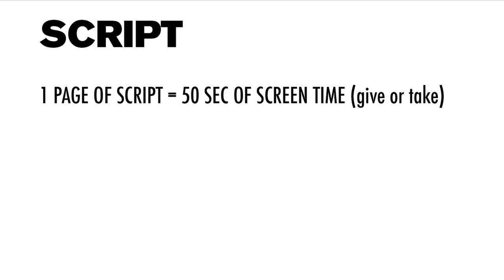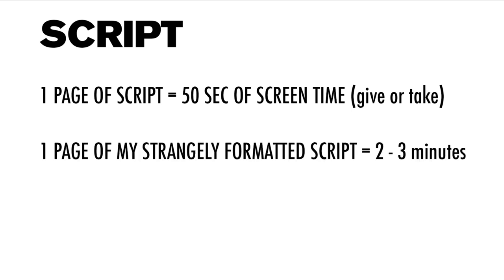I did a read-through of my script. It was timed out to 12 minutes already. You know, the calculation here would be one page of my strangely formatted script equals 2 or 3 minutes of screen time. I'm going to have to edit the script down, or I'm going to have to do certain things to cut the screen time down. I don't really think this is a 12-minute film. And this should be more of a 5-minute film, I think. At any rate, so that's the problem.